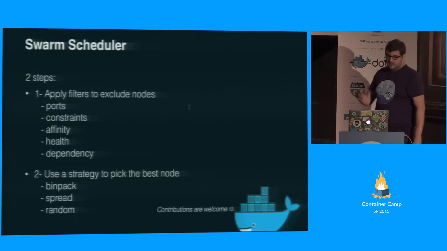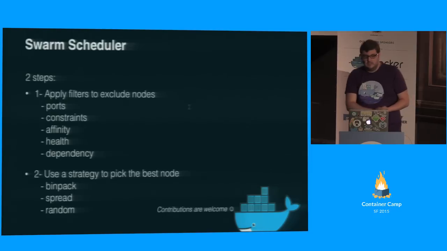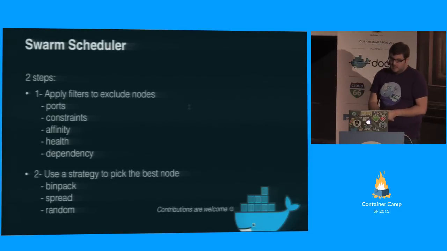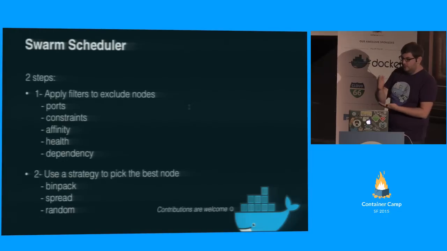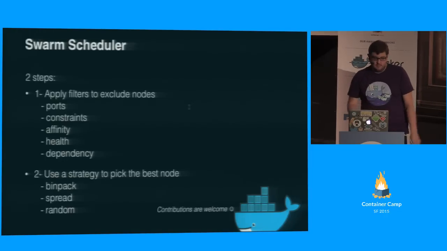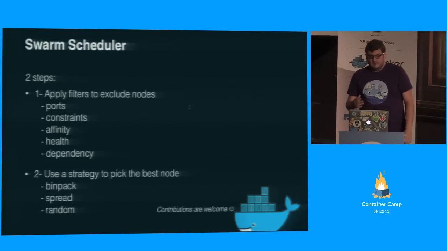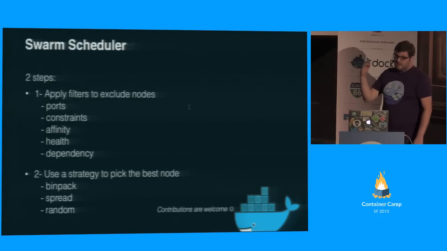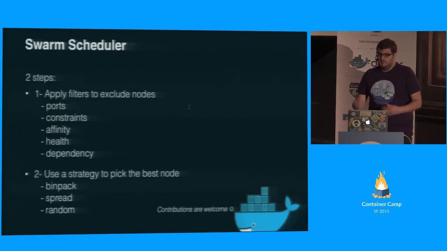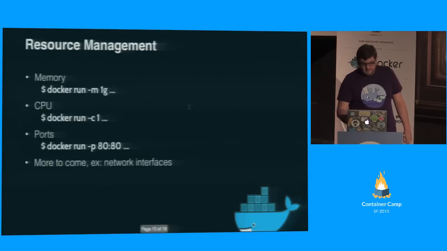Bin packing, where basically we try to put as many containers as possible on one machine to leave the others empty. Spreading, which is basically the other way. We try to put containers on every machine. And random, just for testing. And again, like discovery services, those are well-defined interfaces in Go. So if you think of another filter or another strategy, you are more than welcome to contribute.